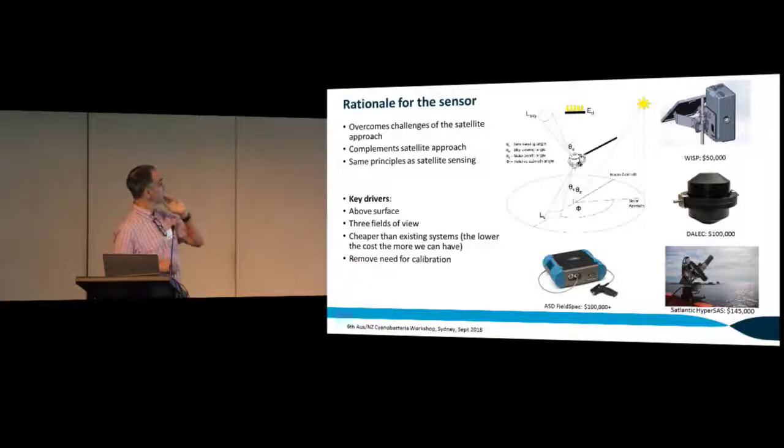So I went to some clever people within CSIRO with the idea of, can we develop a sensor that's above surface that incorporates these 3 fields of view, that is much cheaper than those systems? Those are very expensive. What we want is a cheap device, and so we can have more of them. We can use this as a validation tool and a separate measurement tool in its own right.